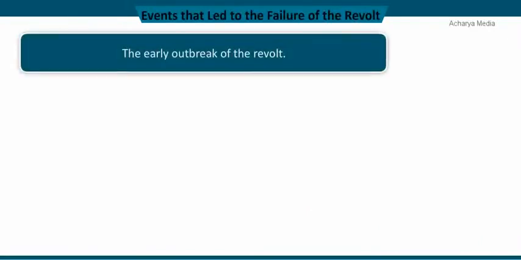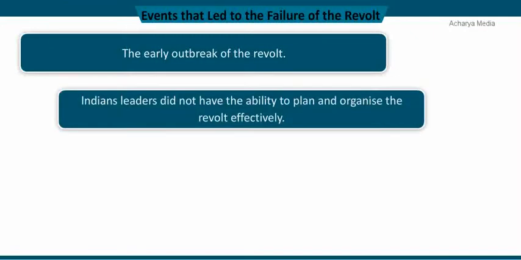Events that led to the failure of the revolt. The revolt was actually planned to start on 31st May 1857 all over India, but it started much earlier, leaving Indians unprepared. This early outbreak of the revolt led to its failure. Indian leaders did not have the ability to plan and organize the revolt effectively. They were brave and dedicated but lacked direction.